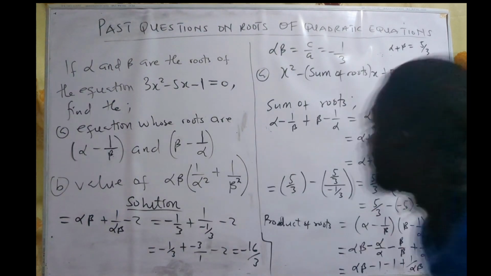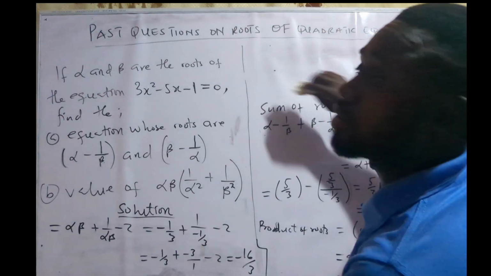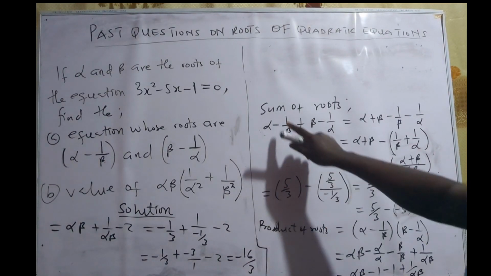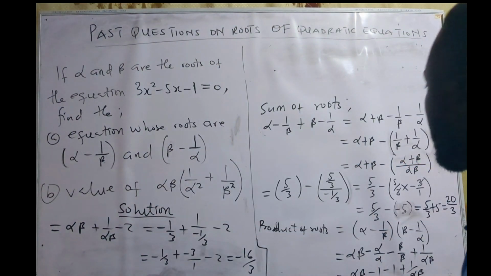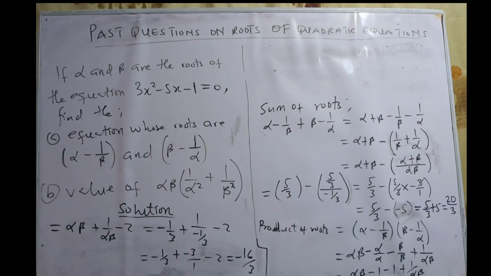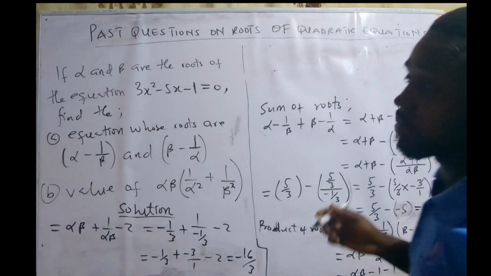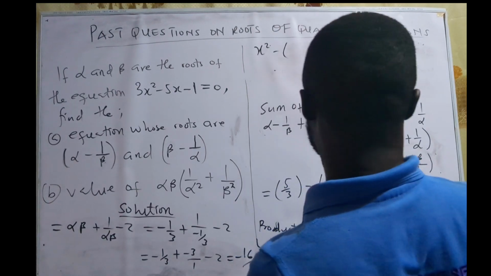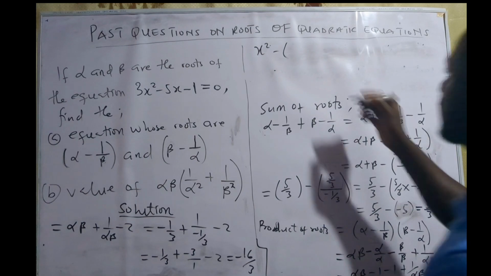So let's continue. Okay, so we are going to write an equation whose roots are going to be what? Alpha minus 1 over beta, and then beta minus 1 over alpha. We are able to find the sum and the product. Alright, so how am I going to write my equation? x squared minus sum of roots. What is the sum of the roots? That is 20 over 3.